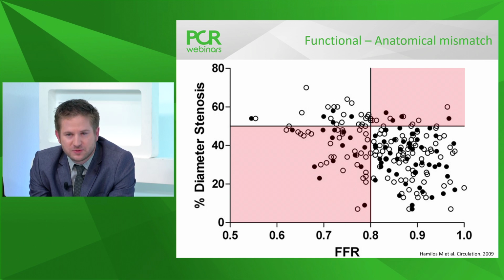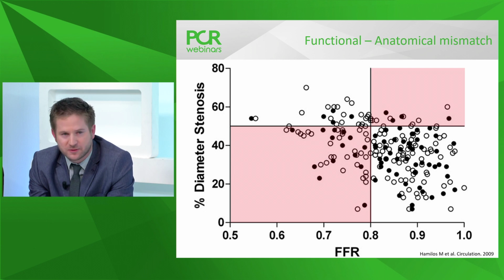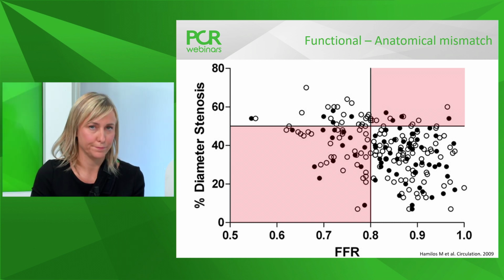Meaning, due to this functional anatomical mismatch in case of left main, 1/3 of the patients will be either overtreated or undertreated if you purely rely on the angiographic appearance. So I'm convinced that you definitely need further evaluation before you go for any kind of treatment or deferral.